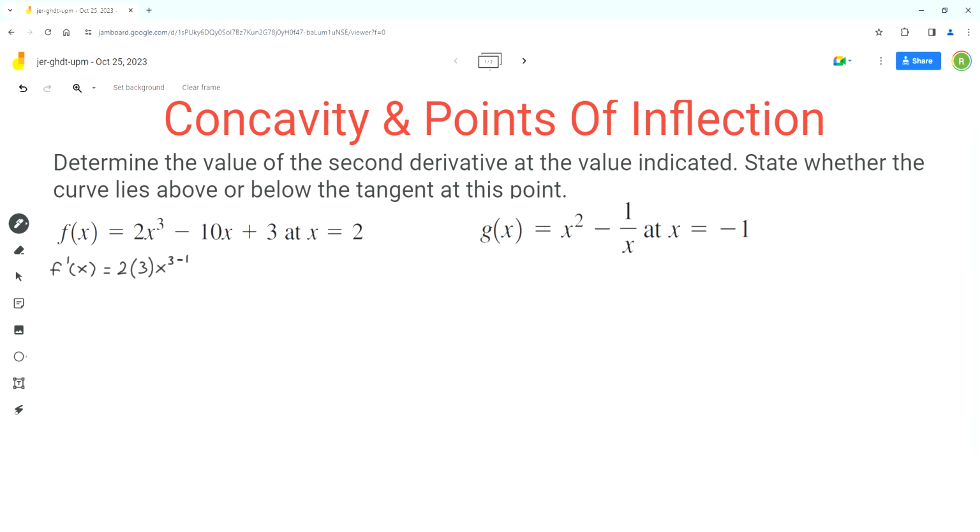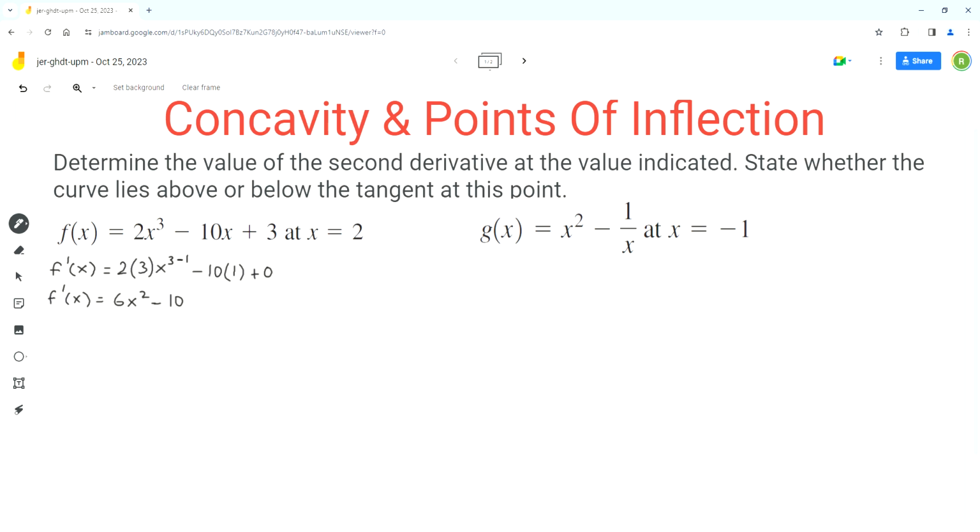Now in the second term, negative 10 is the coefficient, so it will stay as it is. And the derivative of x is 1. 3 is a constant, so its derivative is equal to 0. Now we can simplify this expression. So 2 times 3 is 6, and then 10 times 1 is 10. So this is the first derivative of the function f at x.